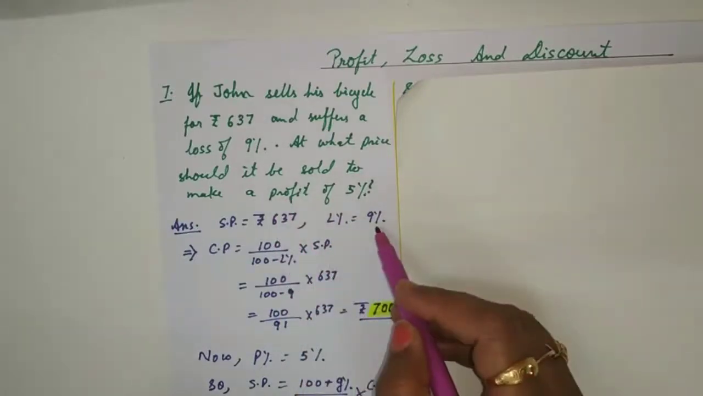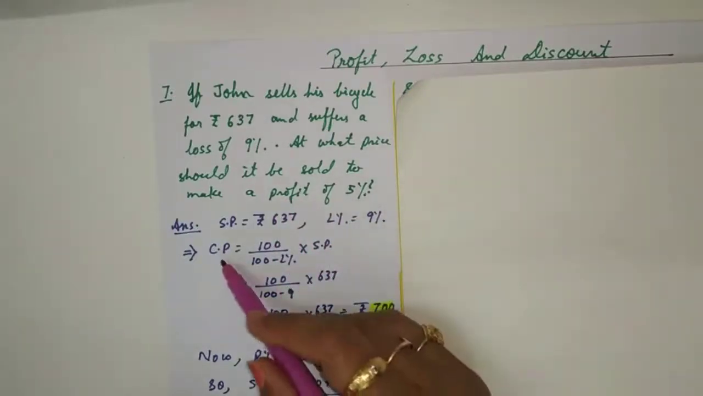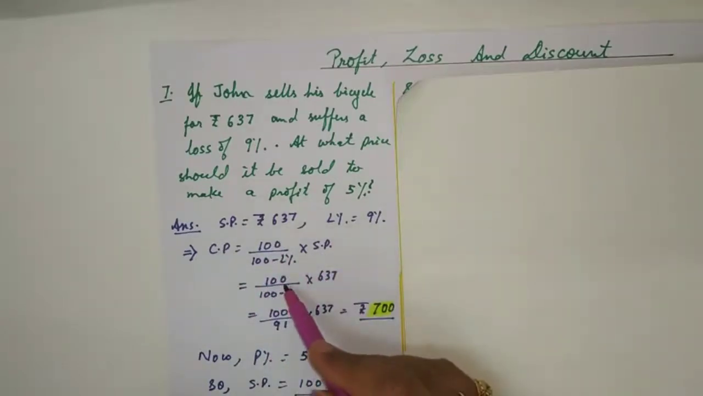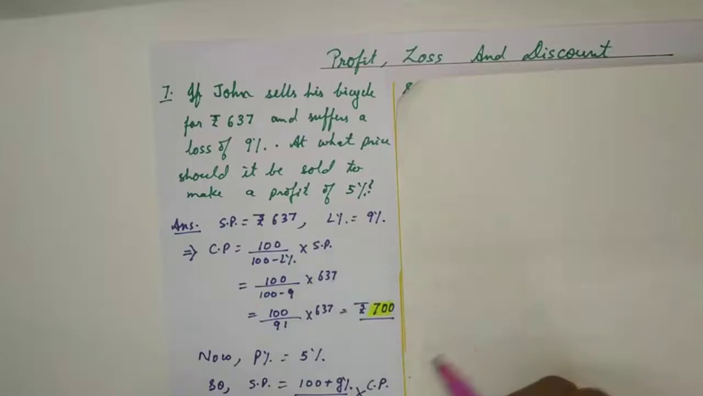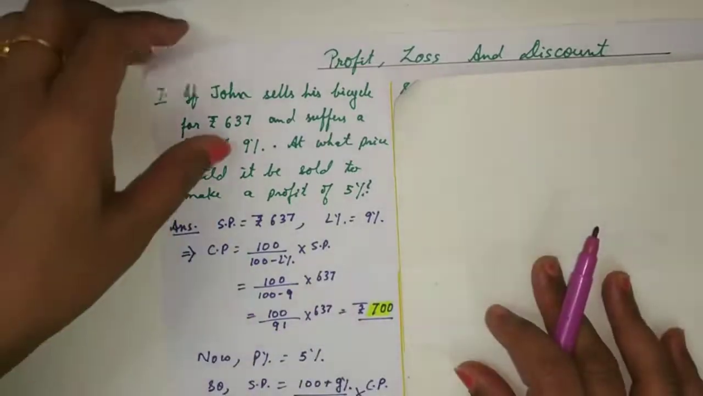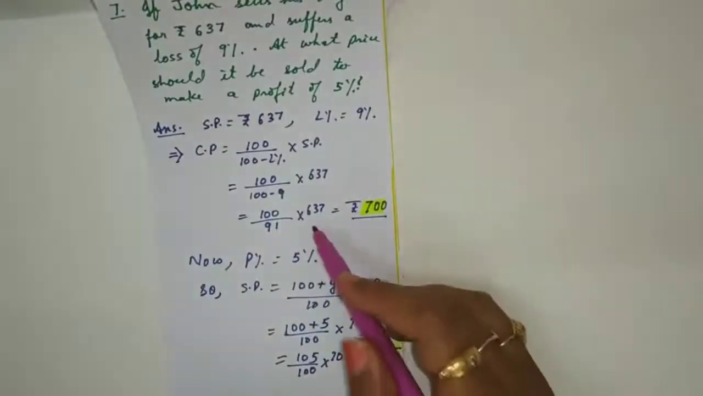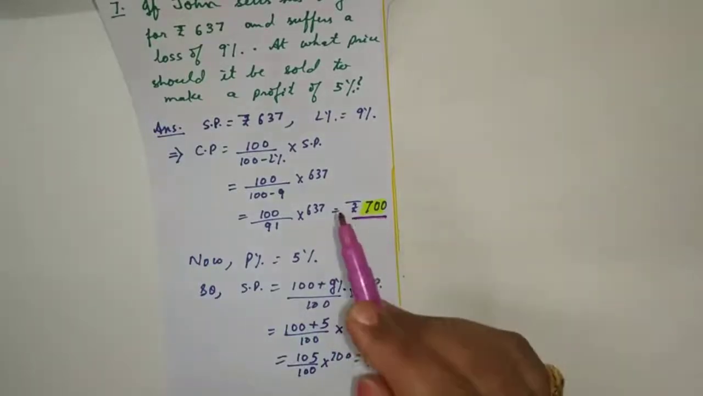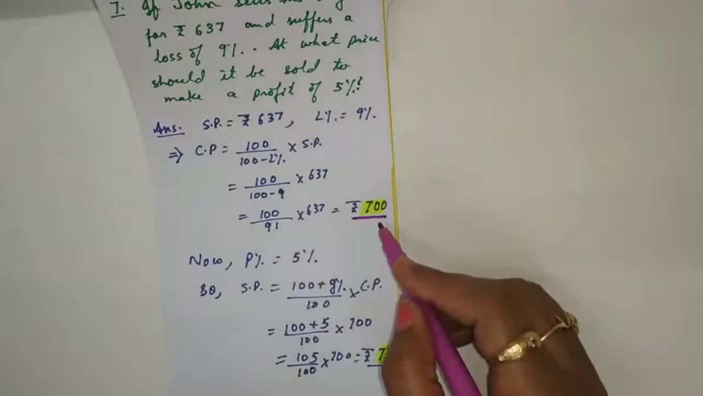Loss percent is 9%. Using the formula, CP is 100 by 100 minus loss percent into SP. That is 100 by 100 minus 9 into 637. So 100 by 91 into 637 is 700, which is the cost price. The bicycle was bought at 700.